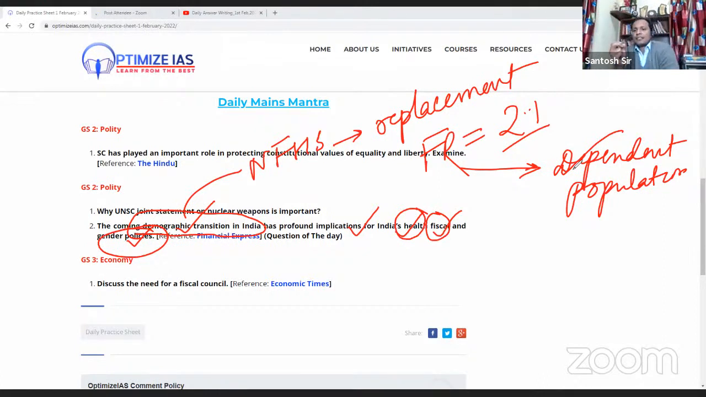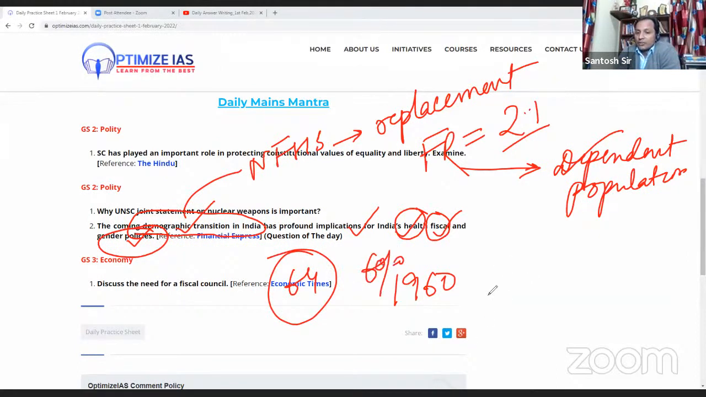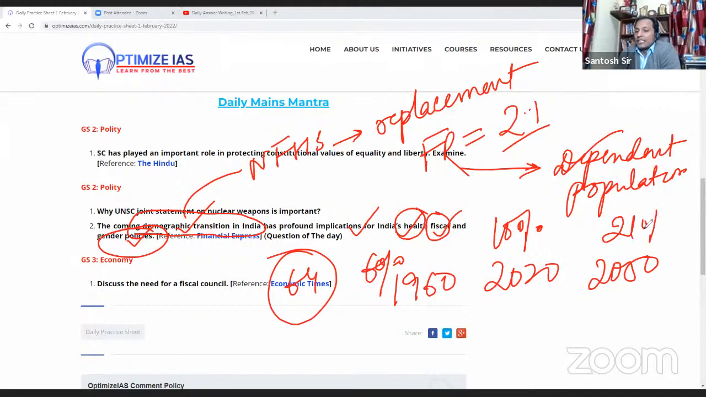Let me share some very interesting facts, because facts are the legs on which your answer will run. Okay, facts. We need facts. You know, in 1960, the share of population above the age of 64 was around 6%. In 2020, it is around 10%. And you would be surprised, by 2050 it will be around 21%. Just see this fact.